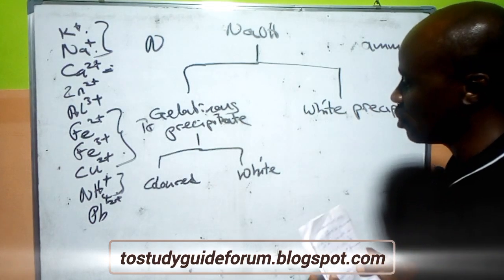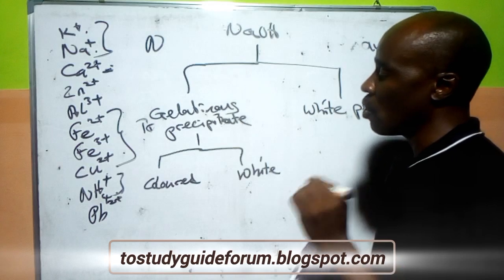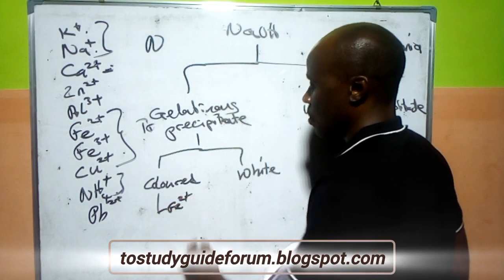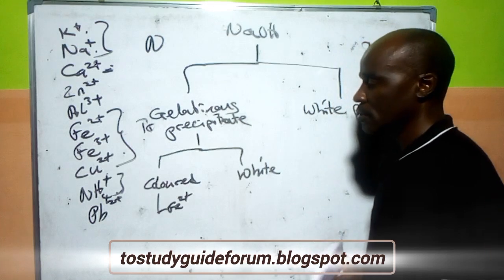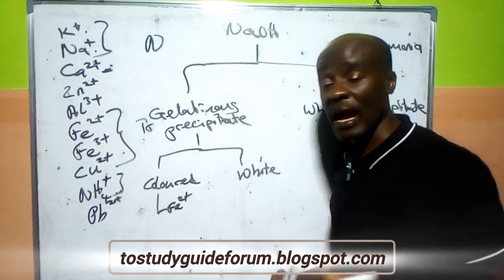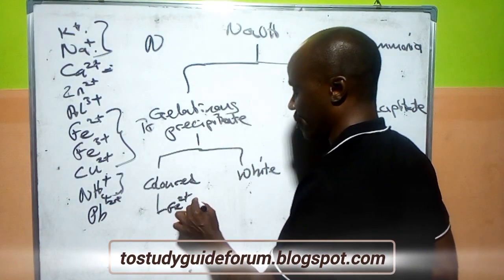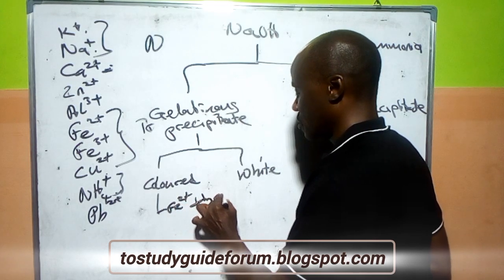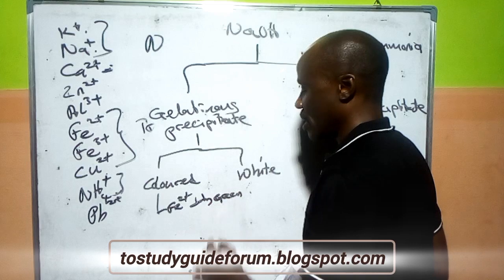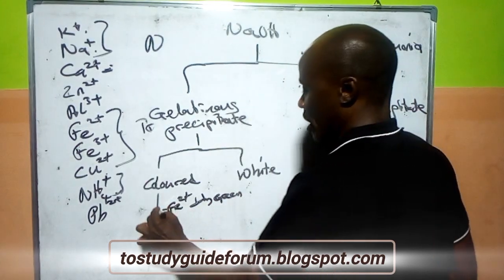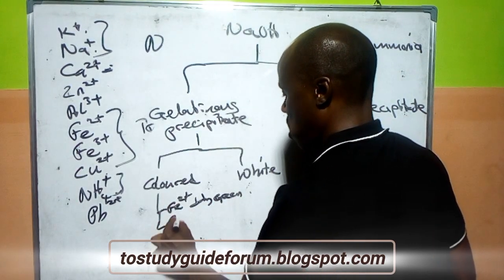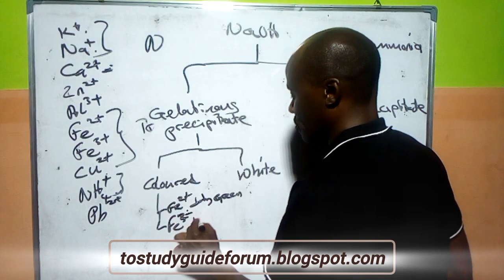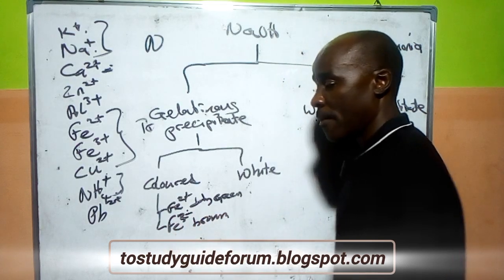Now for the gelatinous precipitate, the one that will give us colored precipitate used to be what? Iron 2. That will give us the color precipitate we have here, which is normally greenish, dirty green precipitates. And then another one we have is iron 3, which will give us a brown precipitate.